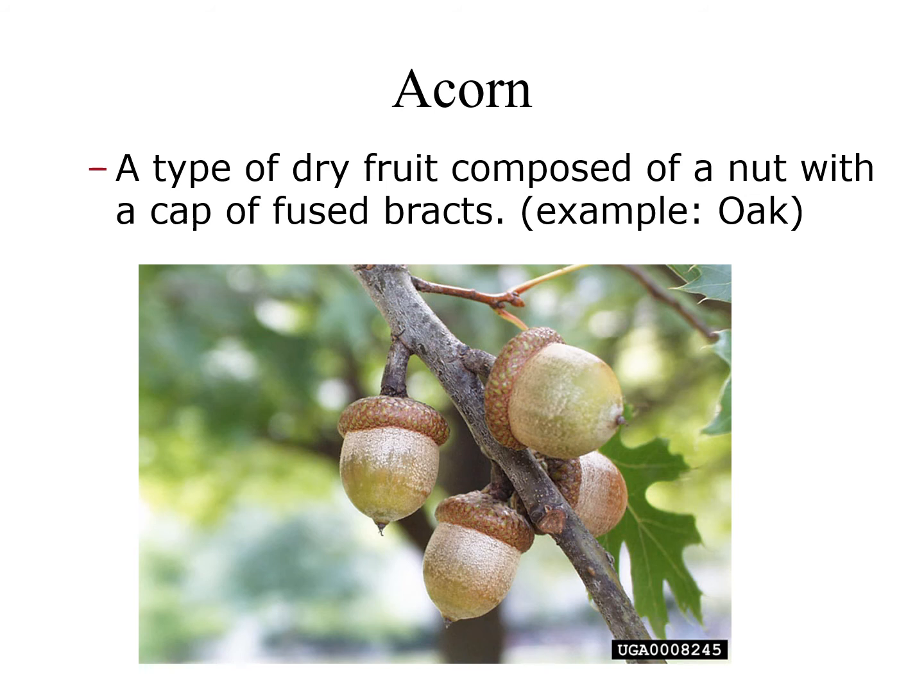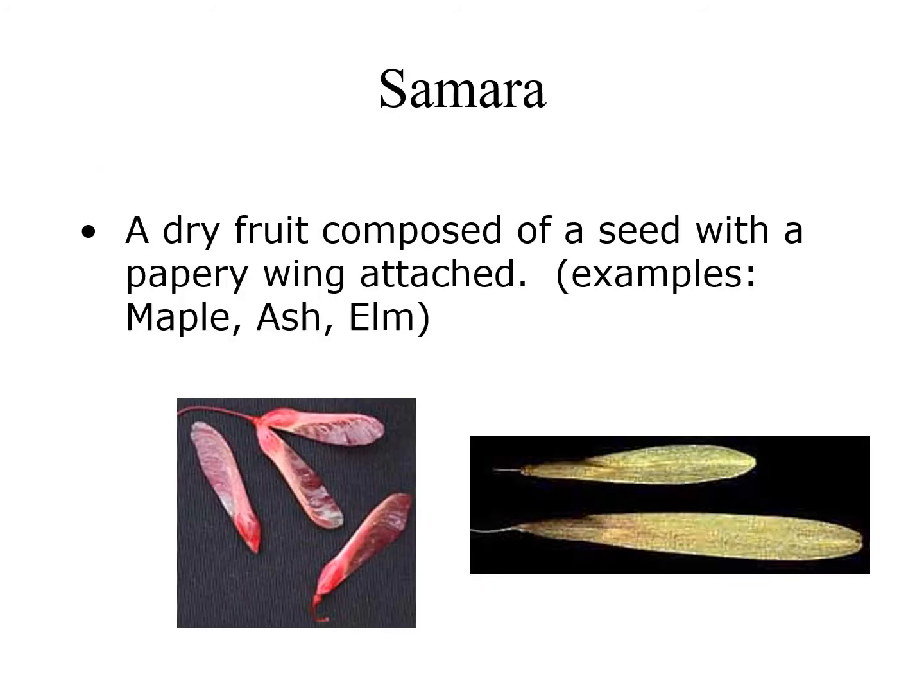Acorns are a type of dry fruit composed of a nut with a cap of fused bracts. This, of course, you think of oaks. Samaras are a dry fruit composed of a seed with a papery wing that helps with seed distribution, such as your maples, your ash, and your elm.